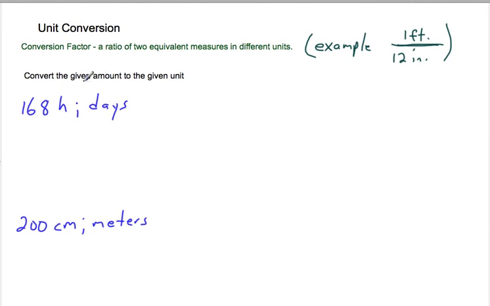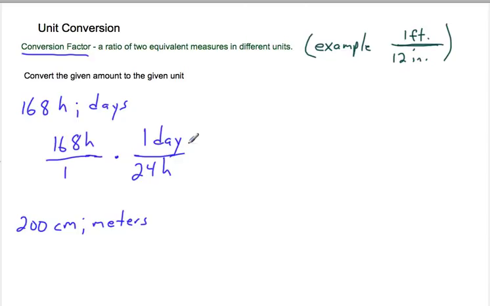So if we wanted to convert the given amount to the given unit, in this case 168 hours, if we wanted to convert that into days, we would start with our 168 hours, and we're going to just turn that into a fraction, so 168 hours over 1. And then we're going to use a conversion factor, and I know that there are 24 hours in a day. So I have a conversion factor of 24 hours and 1 day.